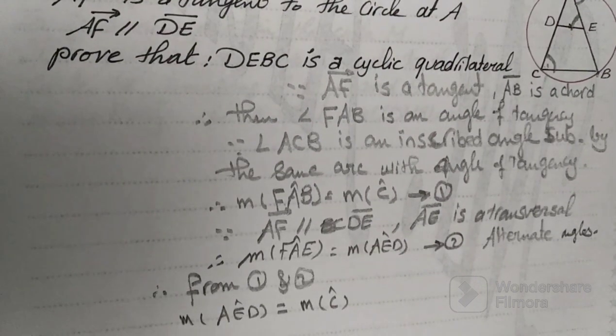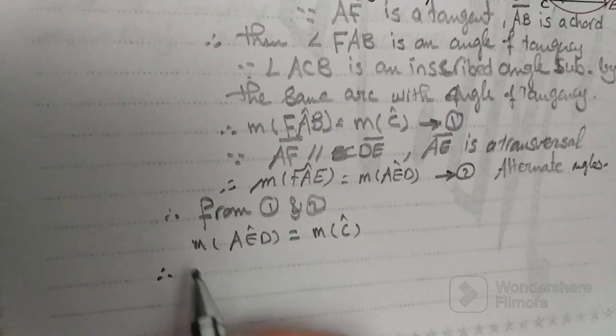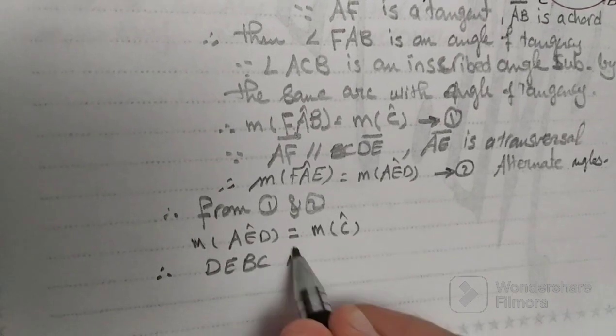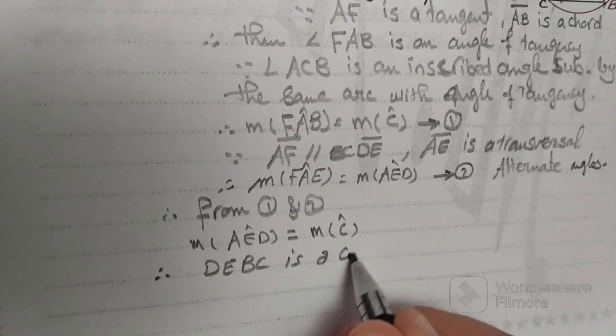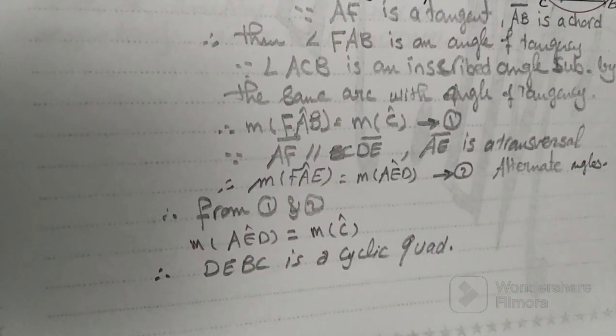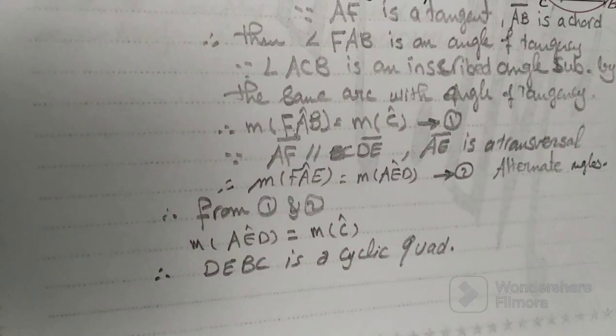Therefore DEBC is a cyclic quadrilateral, because the measure of angle AED, exterior, equals the opposite to its adjacent. Okay.